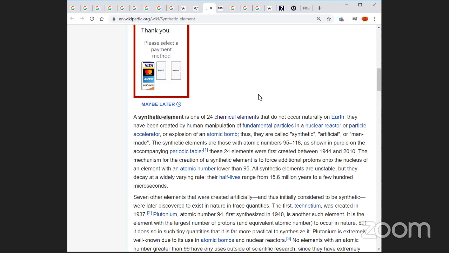So now, which elements are these? So there will be no confusion in the chat, we don't got to guess. It tells us which ones are man-made or synthetic, okay? The synthetic elements are those with the atomic numbers 95 to 118. I will explain what atomic numbers are later, okay? So it says, as shown in, well, yeah, different colors. Watch this. Let me go down.